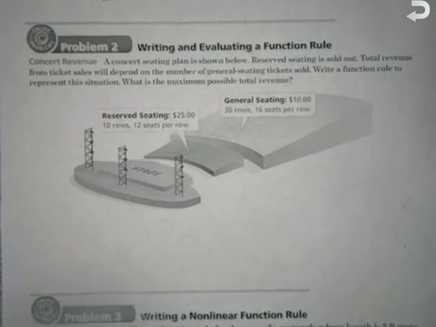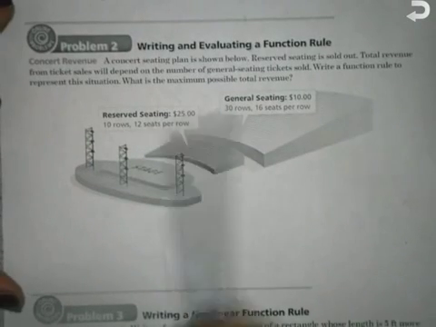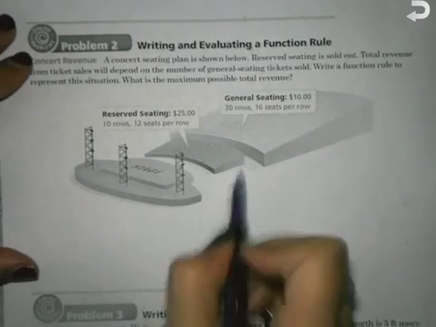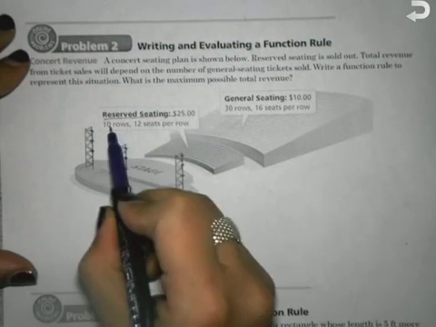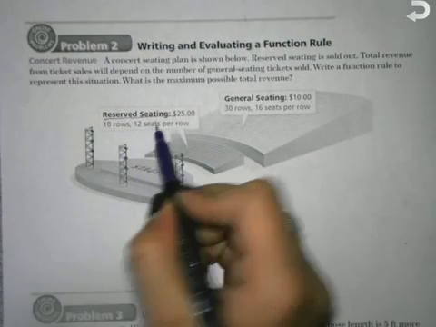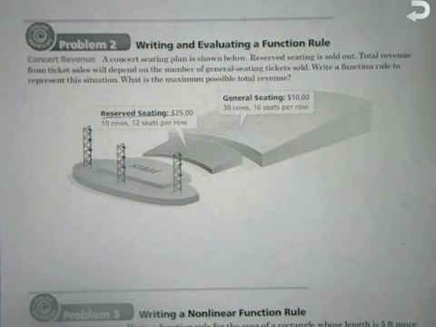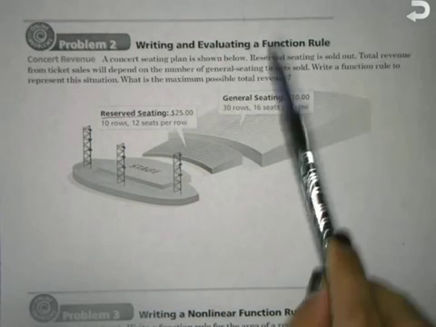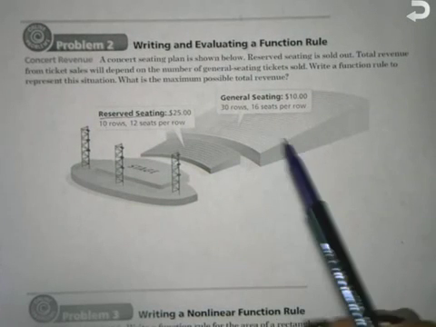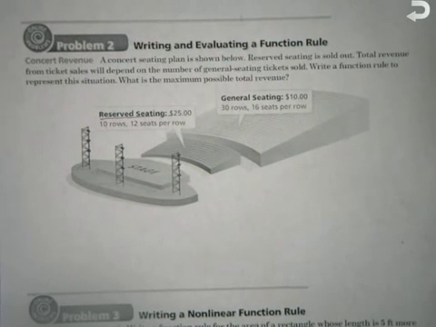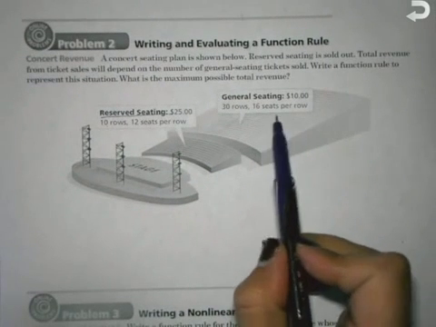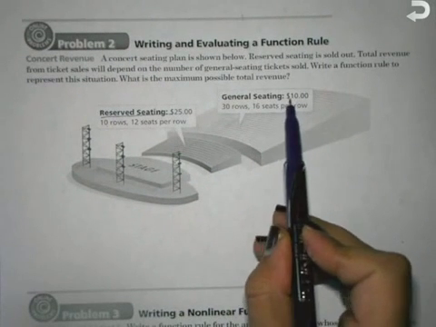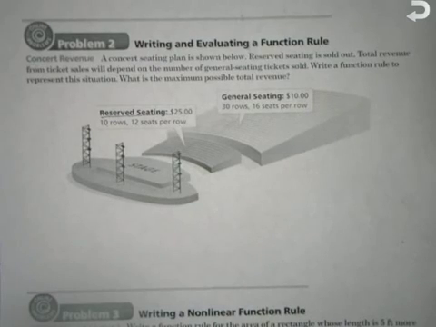Okay, so concert revenue. A concert seating plan is shown below. So here's our concert seating. In the front, we have reserved seating. It costs $25 a seat, and there are 10 rows and 12 seats in each row. Remember, with reserved, that's like you have to buy the tickets ahead of time, right? Okay. In the back is our general seating, so that would be like some tickets sold ahead of time and then whatever you buy at the door. There are 30 rows with 16 seats per row, and there's $10 for each seat.